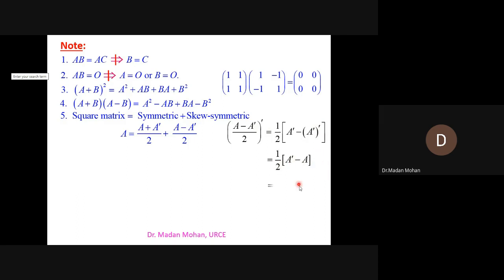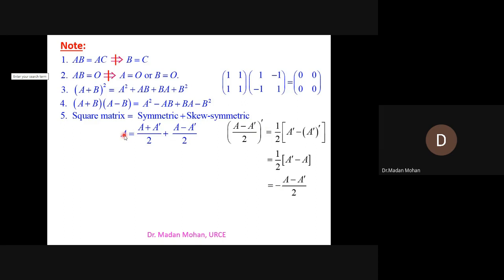Now this 1 by 2 you can write like this, A transpose minus. I have taken minus common to get this one. Take minus, then A minus A transpose by 2. So let us assume it is C. C transpose is minus C. C transpose is minus C means C is skew symmetric.